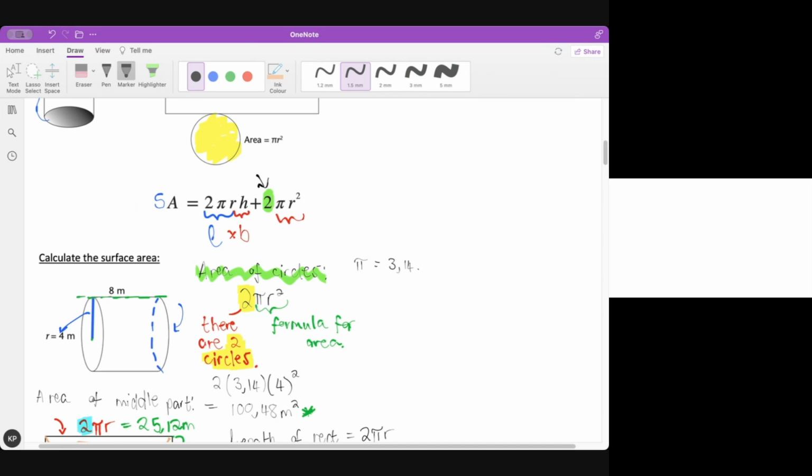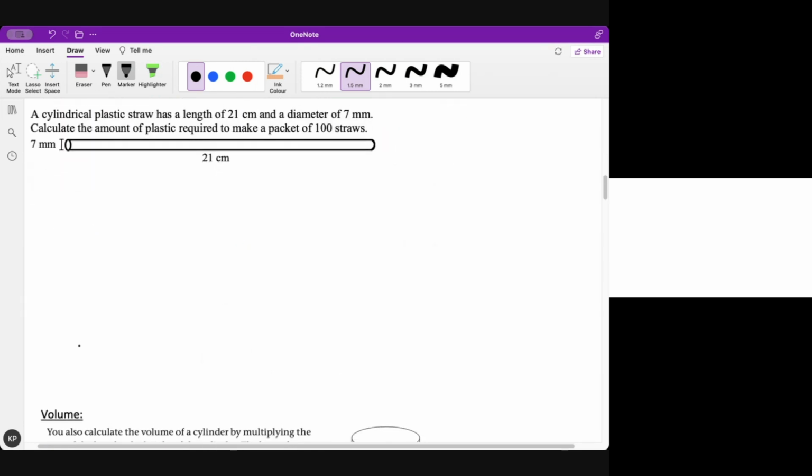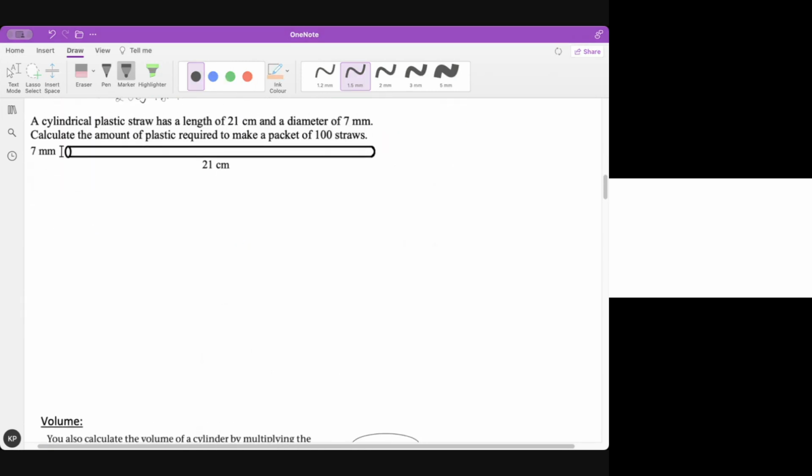So I want you guys to know where these formulae come from, because when we start manipulating and changing them, then you need to know. Okay, like the next question. Of course, I wasn't going to disappoint you guys. A cylindrical plastic straw. What do we know about a straw?